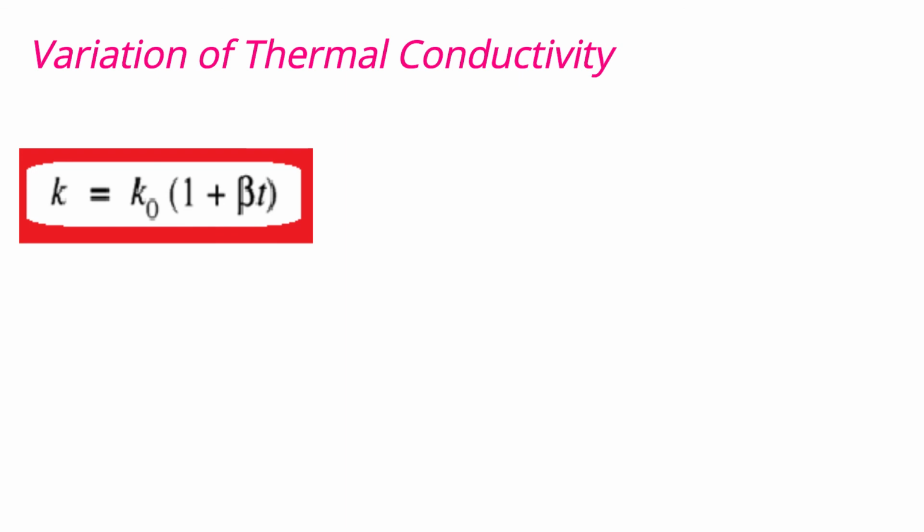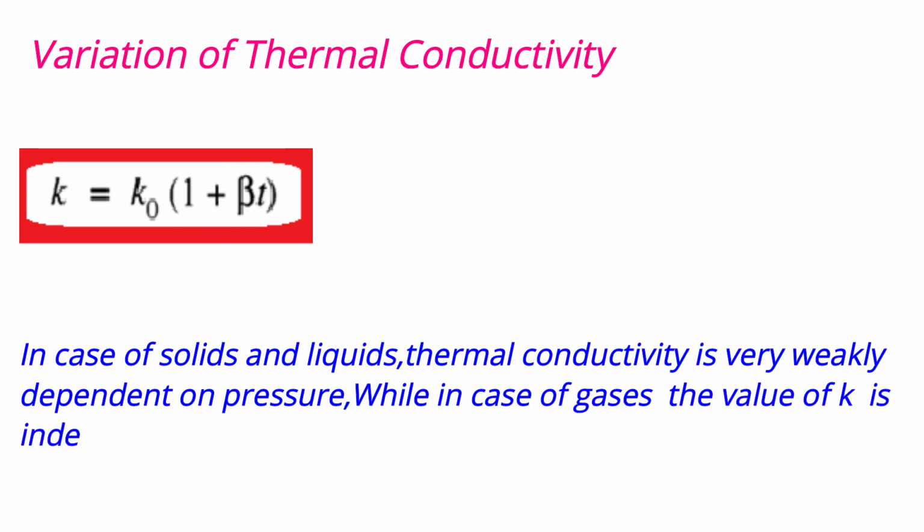Here K0 means thermal conductivity at 0 degrees Celsius, and beta is the temperature coefficient of thermal conductivity, and its unit is 1 per degree Celsius. In the case of solids and liquids, thermal conductivity is only very weakly dependent on pressure, while in the case of gases the value of K is independent of pressure, nearly at standard atmospheric pressure.